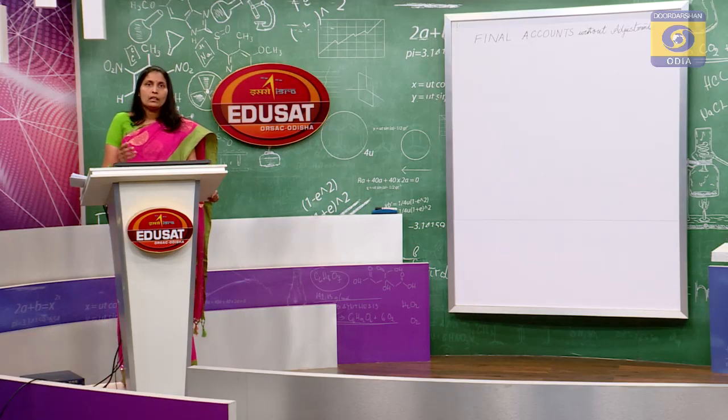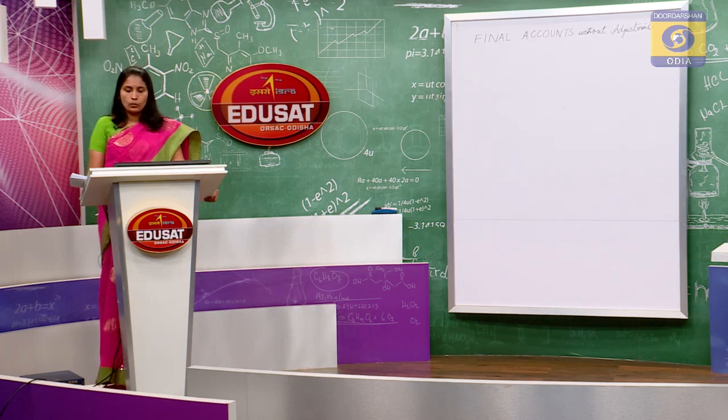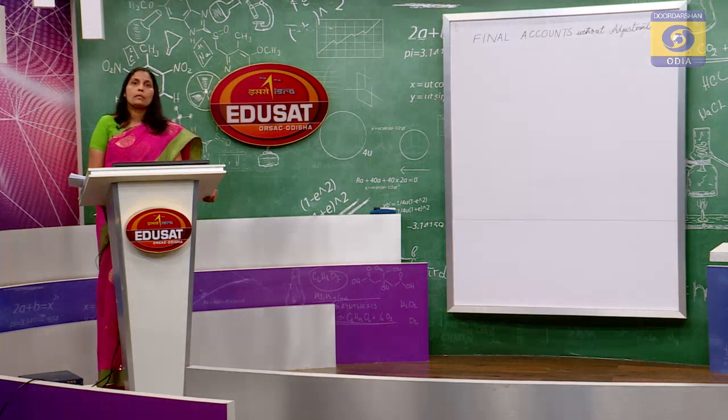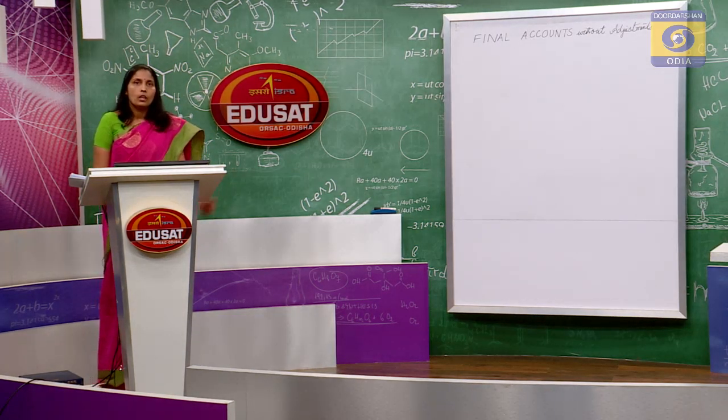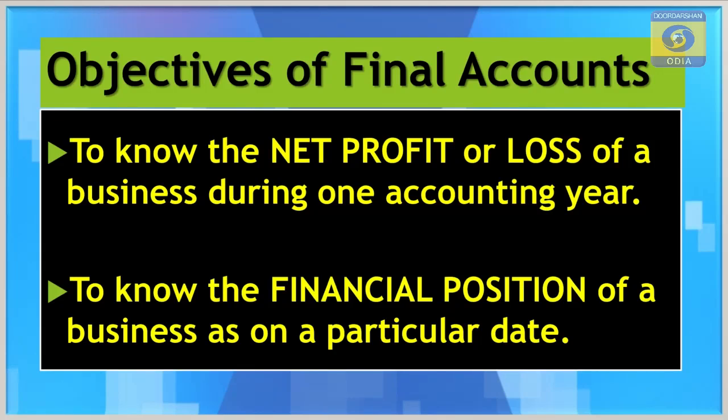Now, from there it follows, why are these accounts prepared? That means, what are the objectives of final accounts? Final accounts are prepared to know the net profit or loss of a business during one accounting year, and the second objective is to know the financial position of a business as on a particular date.